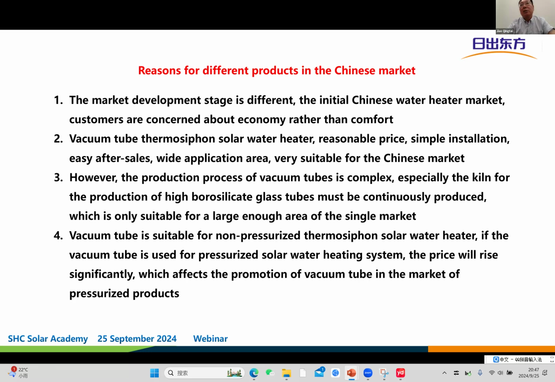The initial Chinese water heater market customers were concerned about economy rather than comfort. And the vacuum tube Thermosyphon solar water heater had so many advantages during that time. That is a reasonable price, simple installation, easy after-sale service, and wide application area. Yeah, even in North China, with very cold weather, the vacuum tube solar water heater can work well. So it's very suitable for the Chinese market.